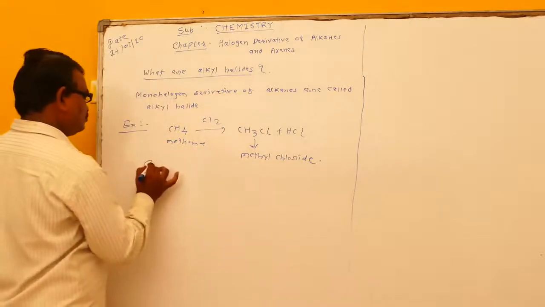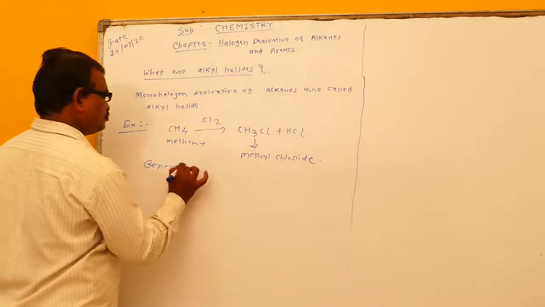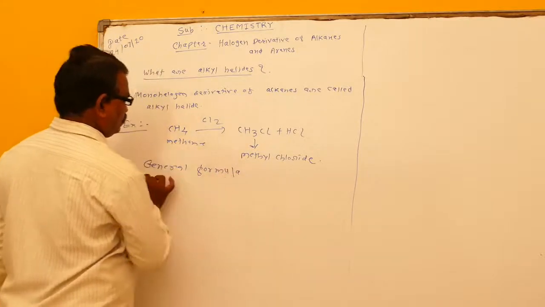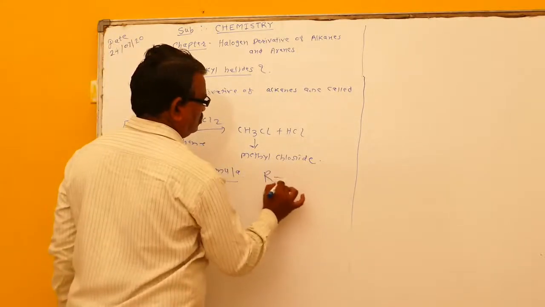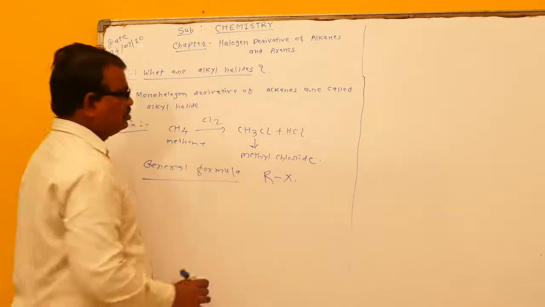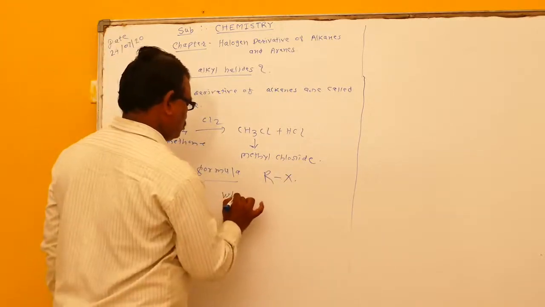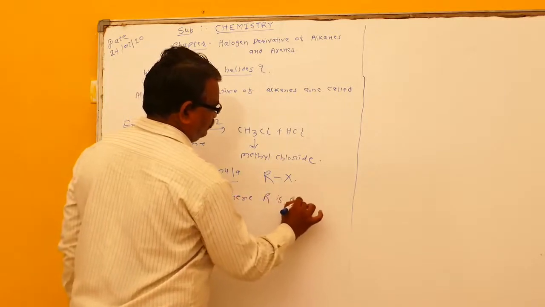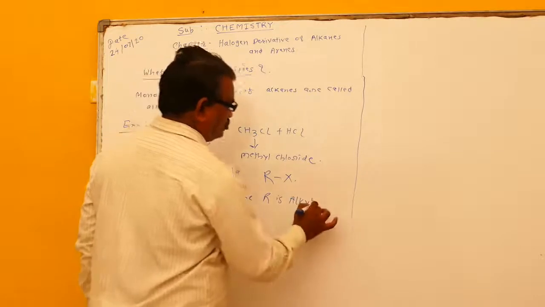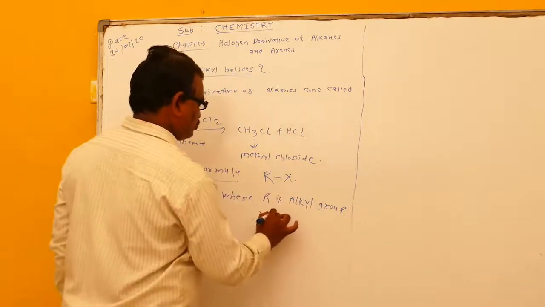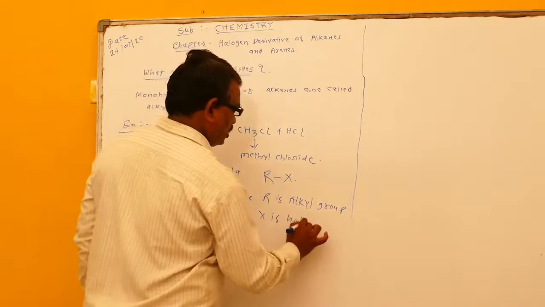General formula: R-X, where R is an alkyl group and X is a halogen group.